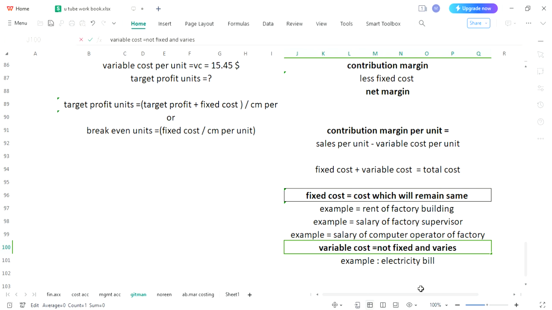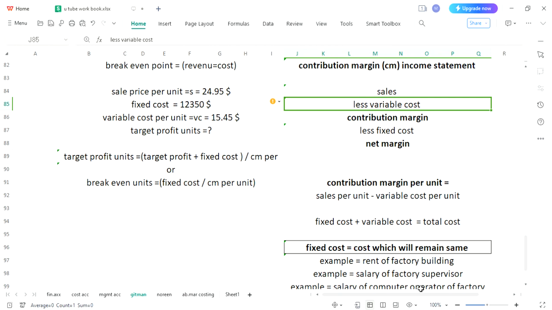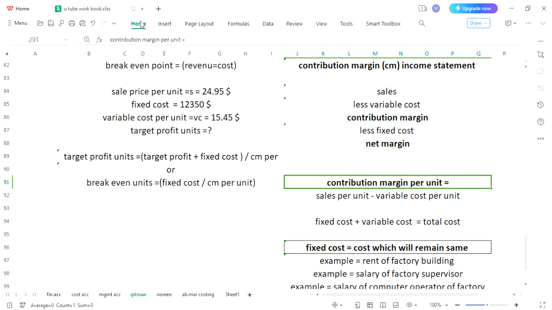So there were two main concepts you needed to understand. This is your contribution margin income statement. Sales: how much amount you have received, how much is your revenue. Variable cost we have understood. Contribution margin is not a practical thing, it's a formula, or a concept: if you subtract your variable cost from sales, you get your contribution margin. And the formula we have already discussed. So all points up till now have been discussed.